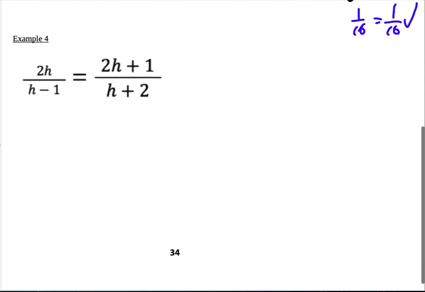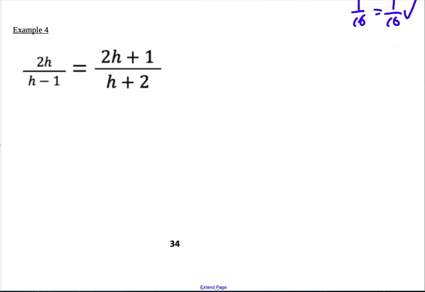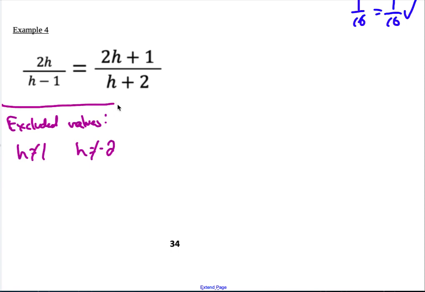All right, so now the problems start to get a little bit more complicated, a little bit more math involved. Again, find your excluded values. What's going to make my denominators into a 0? Well, an h of 1 would make the first fraction into a 0. An h of -2 would make the second one. So those are my excluded values.